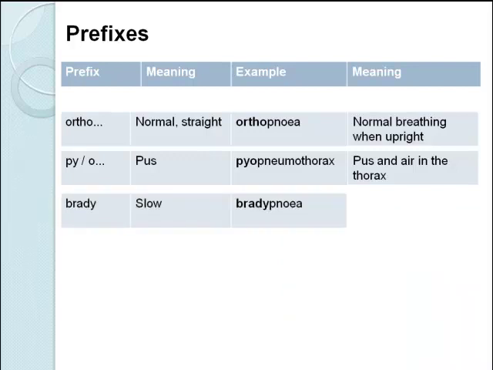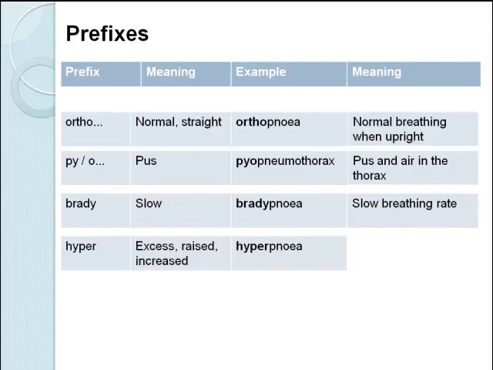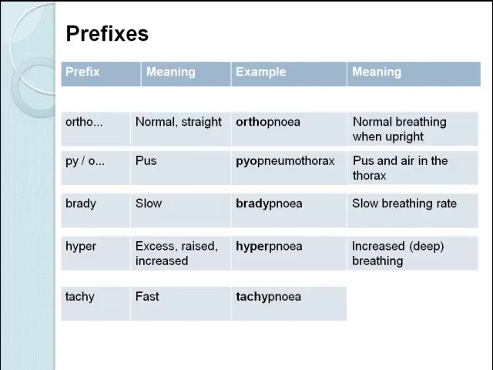Brady is slow. So I may have bradypnea, which would mean slow breathing, or a slow breathing rate. Hyper means excess, raised, too much, increased. So hyperpnea would imply excess breathing or increased breathing. Let's give it a bit more definition. It is increased breathing, but it relates to the depth of your breathing. So you're breathing in really deep breaths rather than fast breathing. As in the next one. Tachy is fast, so tachypnea is fast breathing, and this relates to fast, shallow breathing.